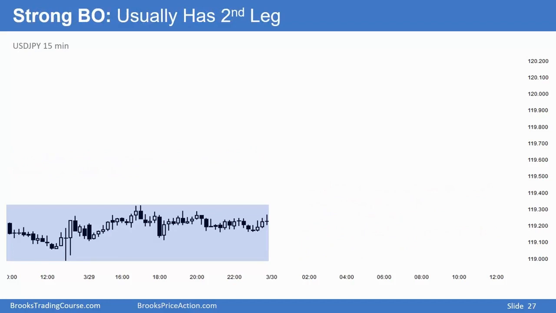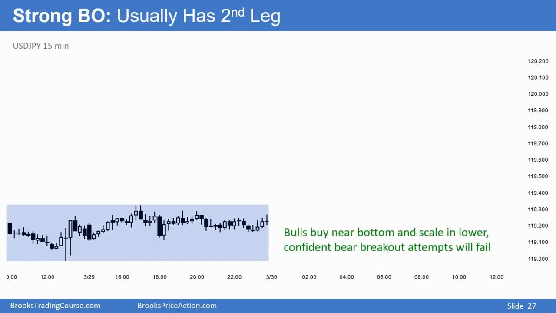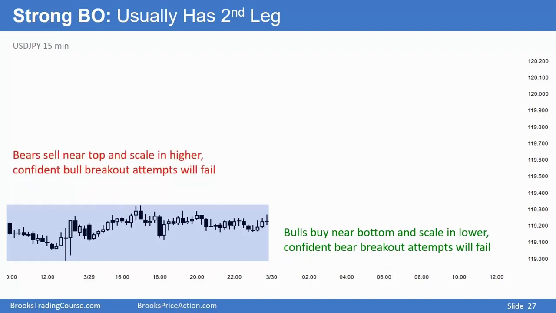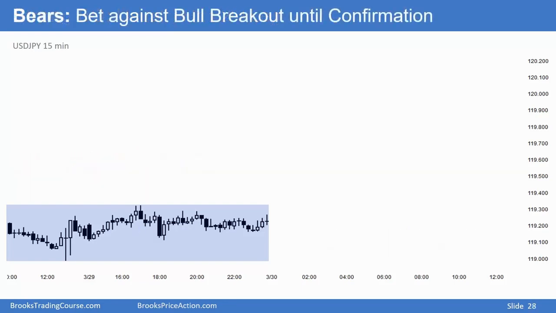Bulls buy near the bottom, confident the bear breakout will fail. Bears sell near the top, confident the bull breakout will fail. And both are correct. 80% of all breakouts fail, so traders are willing to buy low, sell high, and scalp. Other traders, most traders when the range is this tight, should wait for the breakout and see what it looks like.